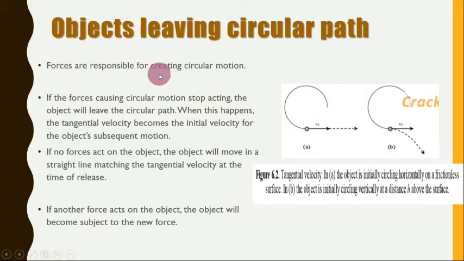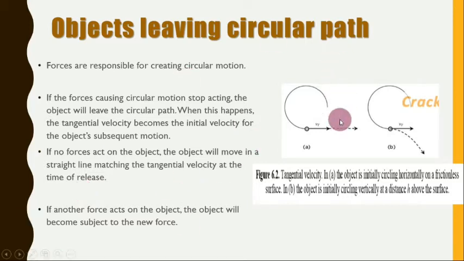Forces are responsible for creating circular motion, for sure. We need a force to create a circular motion. If the forces causing circular motion stop acting, the object will leave the circular path. When this happens, the tangential velocity becomes the initial velocity for the object's subsequent motion. If no forces act, the object will move in a straight line, matching the tangential velocity at the time of release. If another force acts, the object will become subject to the new force.